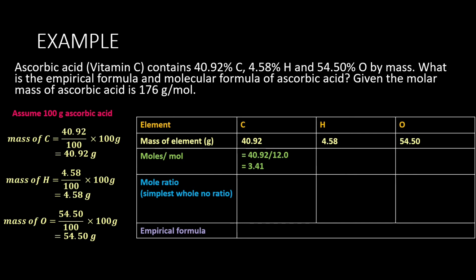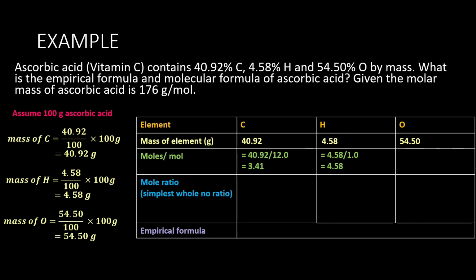How to find the moles of hydrogen? Again, mass divided by molar mass. And the molar mass of hydrogen atom is 1 gram per mole. So mass 4.58 divided with 1 gram per mole to give us 4.58 moles of hydrogen.